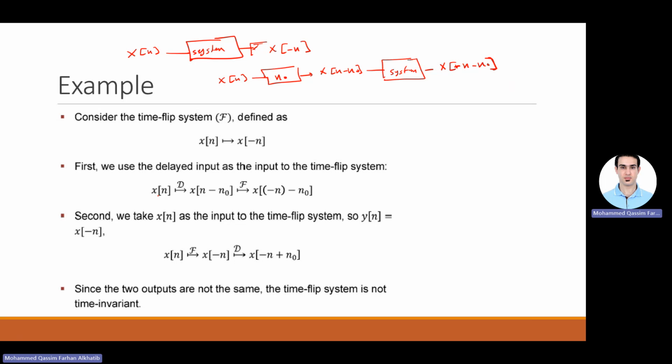So that's the one here, x of n. Then I did the delay, x of n minus n naught. The reversal, x of negative n minus n naught. So that's the output here.